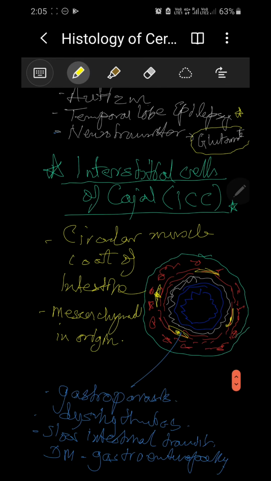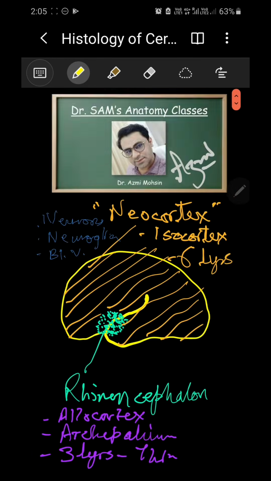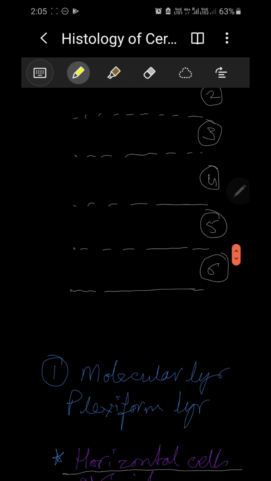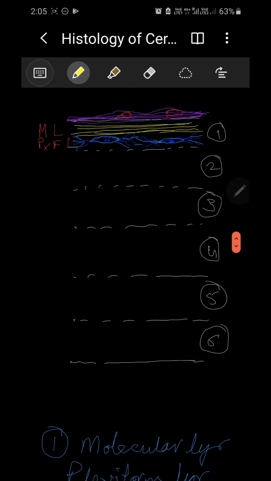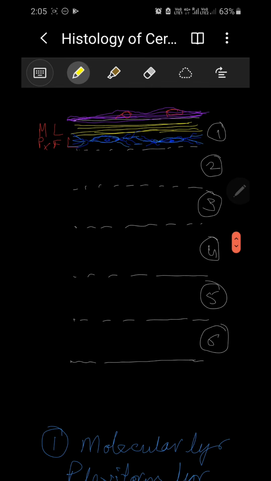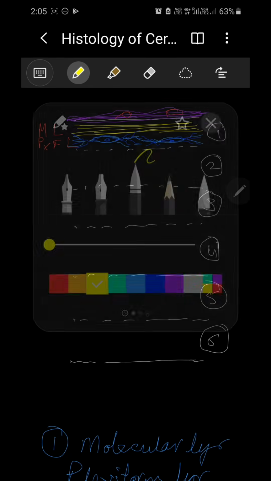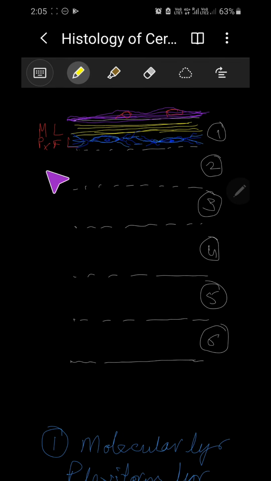Okay, so that was about the cells. Now we are back to this. Yes, we were talking about the cerebral cortex. Okay, now the first layer is done. Now we will be talking about the second layer, and the second layer is called the outer granular layer.